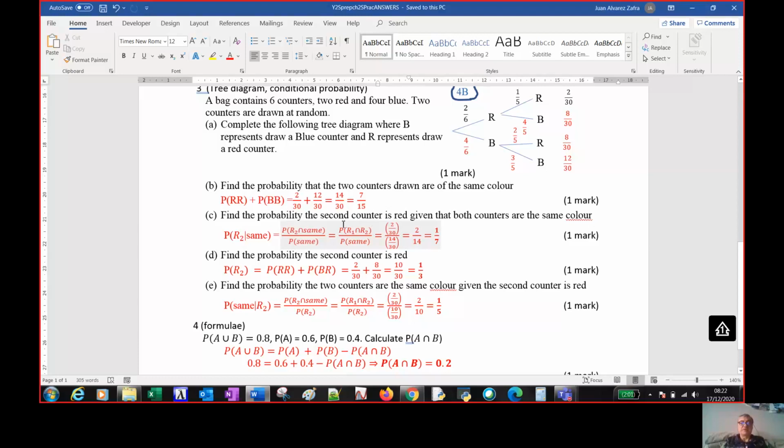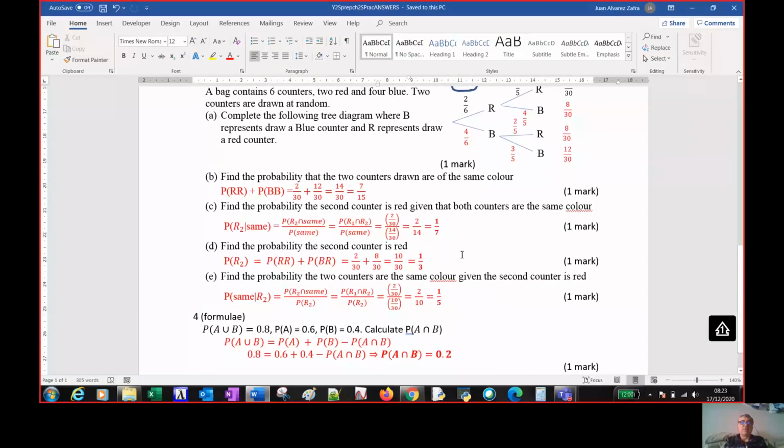So we've been asked the probability that the first one's red and the second one's red, which is probability of RR, which is 2/30. So we're going to get a probability of 2/30 divided by 14/30, which is 2/14, which is 1/7. So if we know that both counters are the same, without knowing which color they are, what is now the probability that the second one is red? In other words, that they were both red. And that is going to be 1/7. So not an easy, intuitive probability to calculate. And this is why conditional probability is a second-year topic.